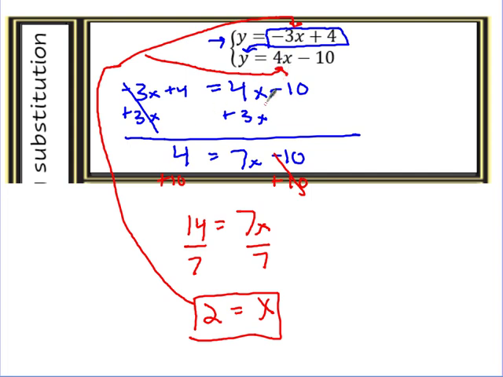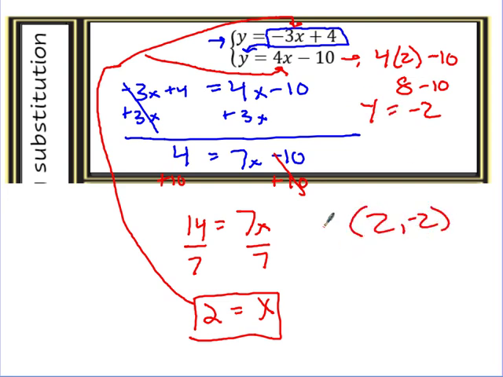So when I plug in x equals 2 for x here, that's the one I'm going to choose to solve. So I have 4 times 2 for x. So I'm taking my x equals 2, plugging it in for x, minus 10, and now I can solve. 8 minus 10 is negative 2. So y is equal to negative 2. So that gives me my solution of x is 2, y is negative 2.